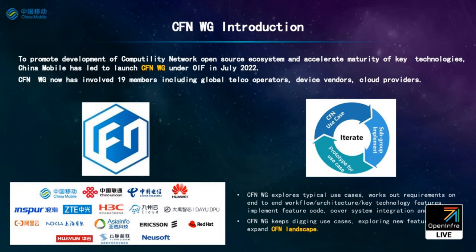So this is the CFN working group introduction. In order to promote the development of the system in the open source ecosystem and to accelerate the maturity of the key technologies, China Mobile led the launch of this CFN working group under OIS last year in July. Currently the working group involves 19 members, including global telco operators like China Mobile, China Unicom, China Telecom, some device vendors like Huawei, Inspur, ZTE, and cloud providers like Red Hat and 99 Cloud.